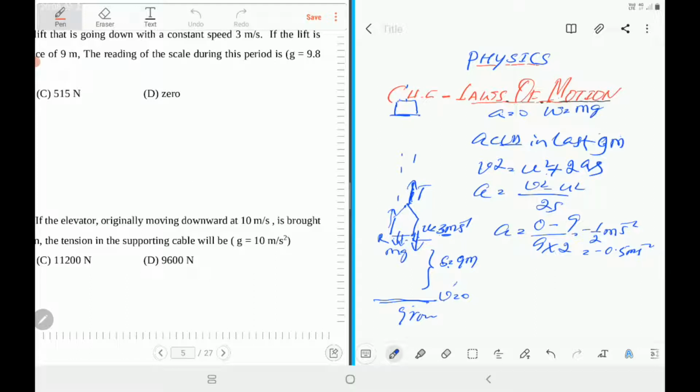Normal reaction always acts down. That is equal and opposite to the applied force. So how do you write the equation of motion? The equation of motion is written this way. Since tension T acting up is more than mg, when you pull it up, then only there will be deceleration.